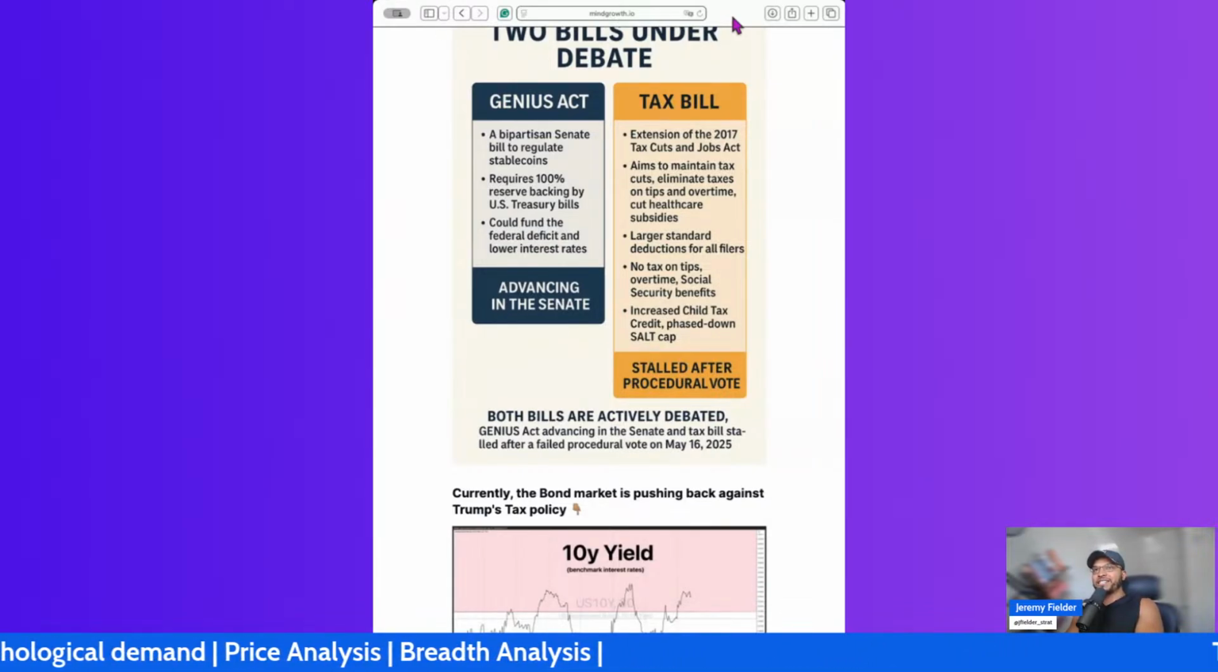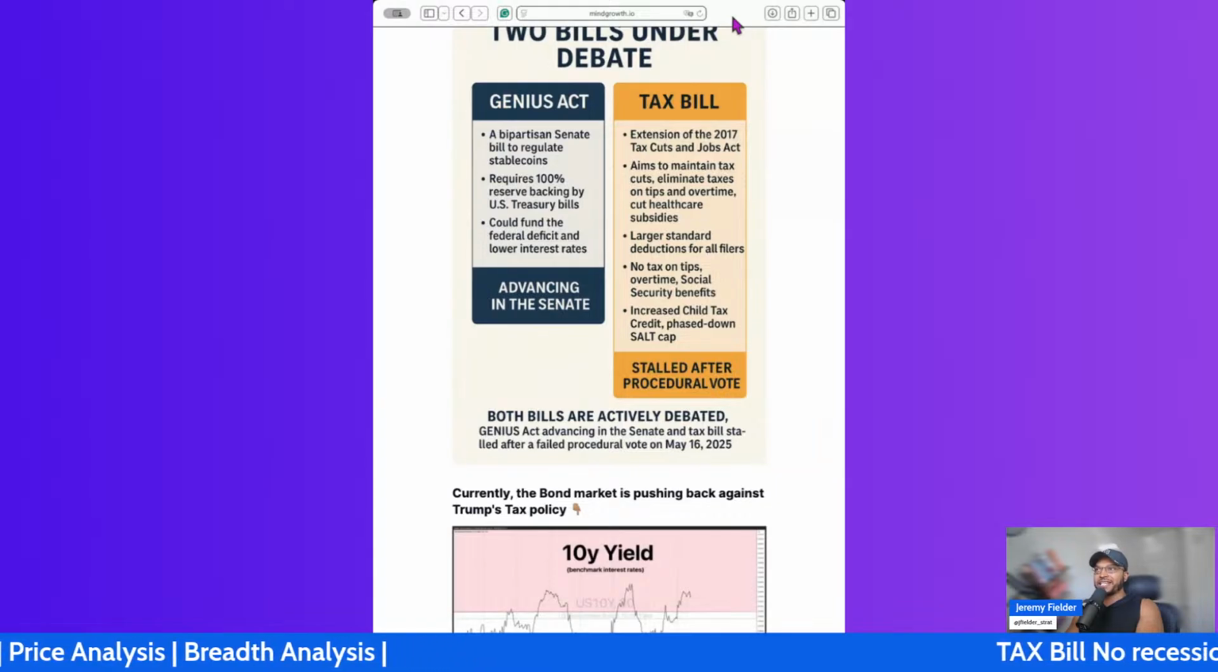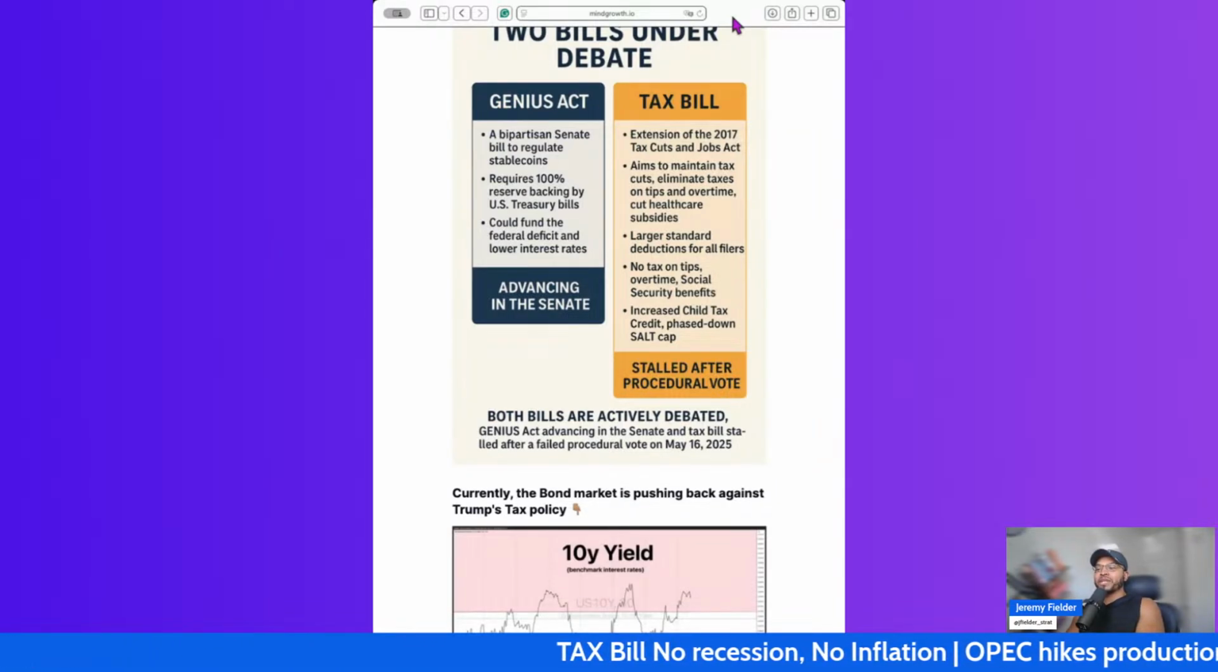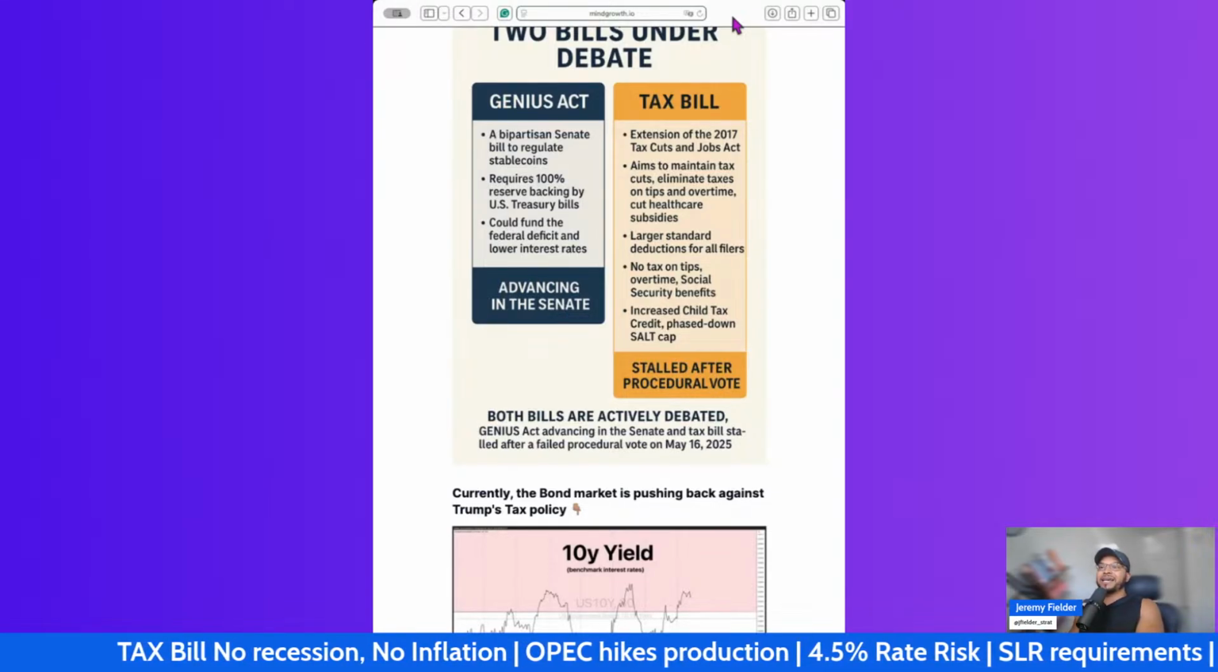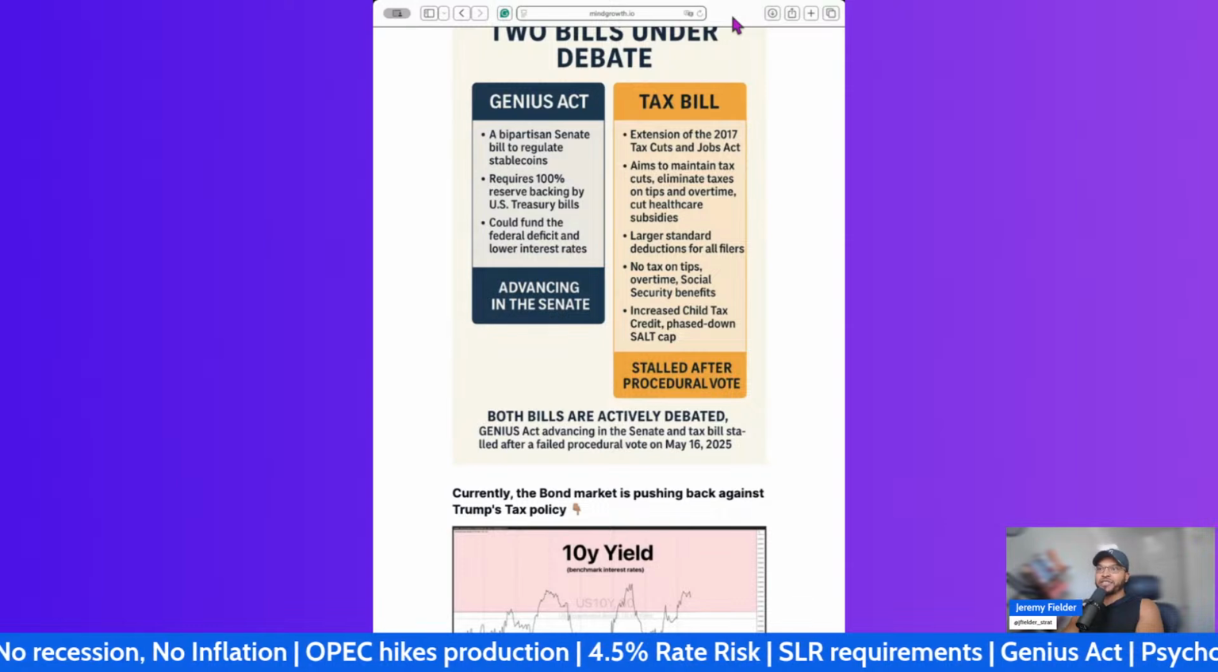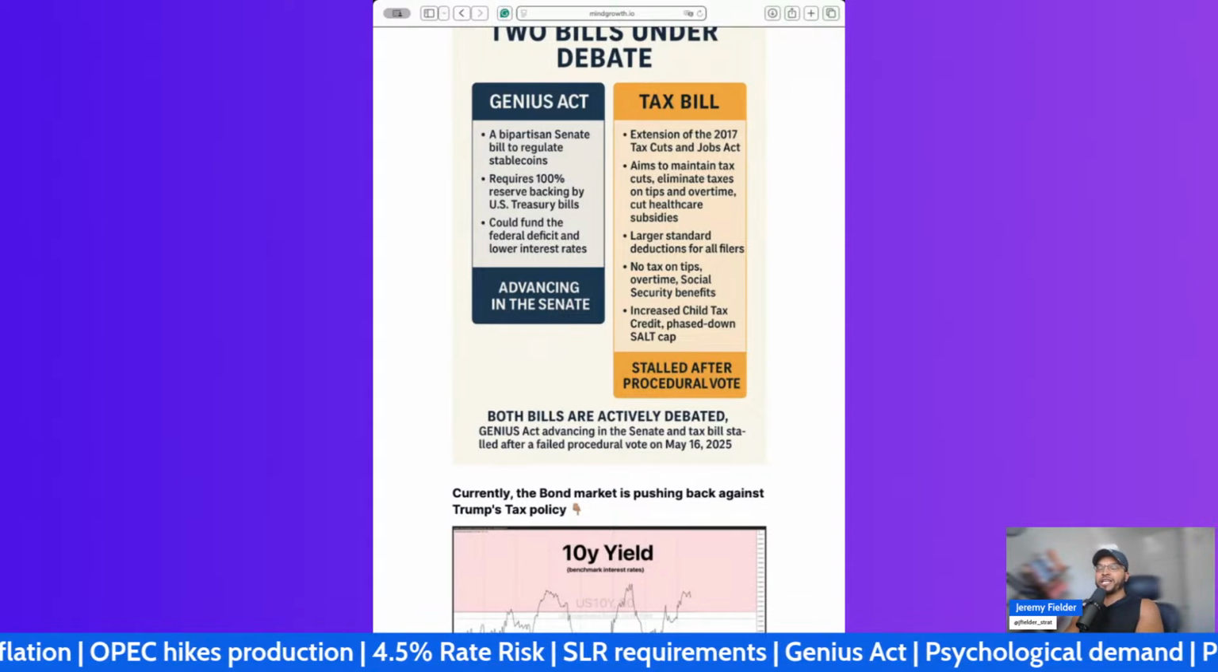So if this thing gets passed this weekend before Memorial Day, that's what they say. We hope it, right? We're optimistic. Who knows if it actually happens? Now they're going to be required to back everything 1-to-1. They're basically going to be forced to buy more treasuries. And these are short duration treasuries. So you're looking at interest.